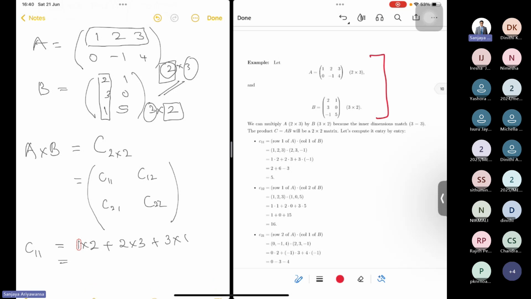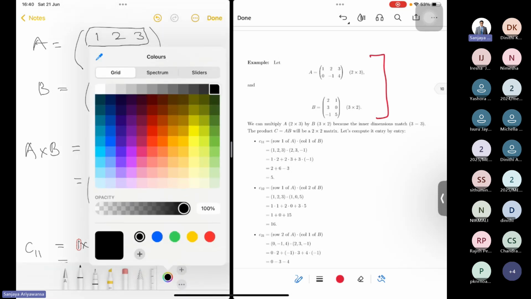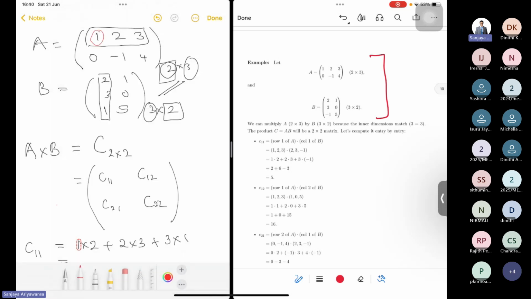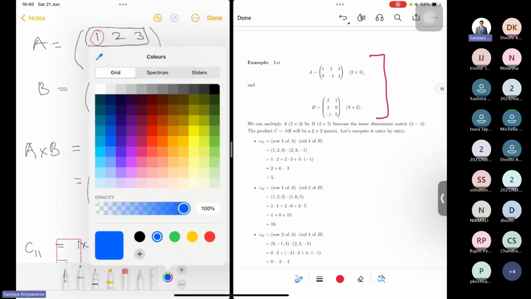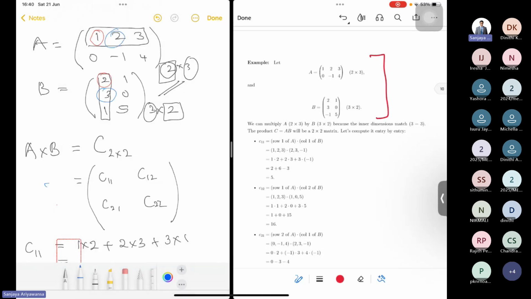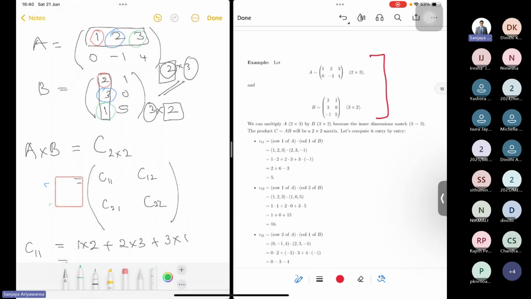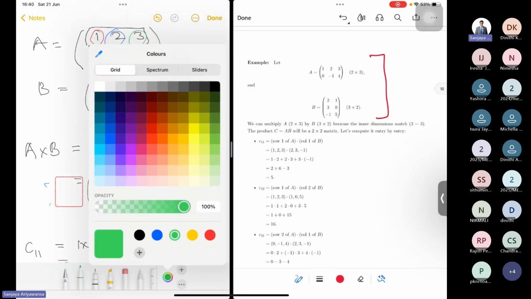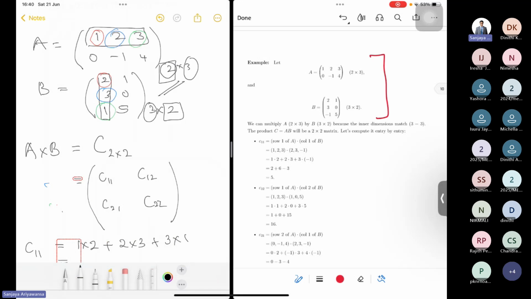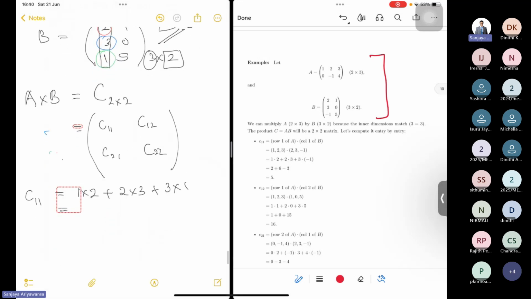1 times 2. So let me put it in another color so that it's clear for you. 1 multiplied by 2. And then plus 2 multiplied by 3 plus 3 multiplied by 1. So what is the answer that we get then? So here you would get 1 times 2 is 2, 2 times 3 is 6, plus 2 is 8, plus 3 is 11.